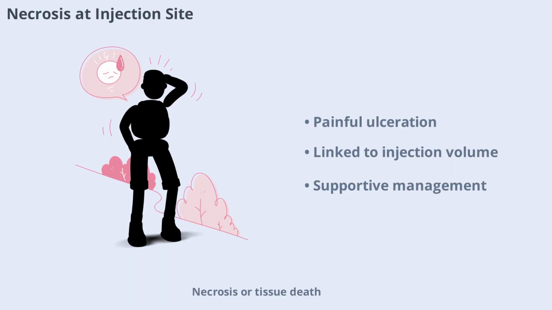Necrosis or tissue death can occur at the site of local anesthetic injection, leading to painful ulceration. This is often related to the volume of solution injected, especially if administered over a prolonged period. The risk increases with excessive amounts or repeated injections in the same area. Prevention focuses on careful dosing and technique, as well as patient education. If necrosis develops, management is supportive, focusing on pain relief and monitoring for secondary infection.